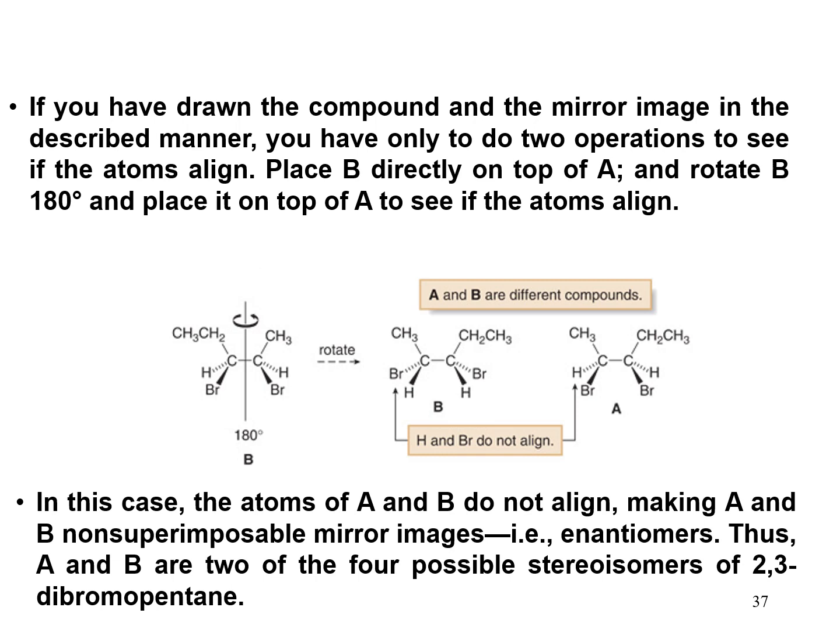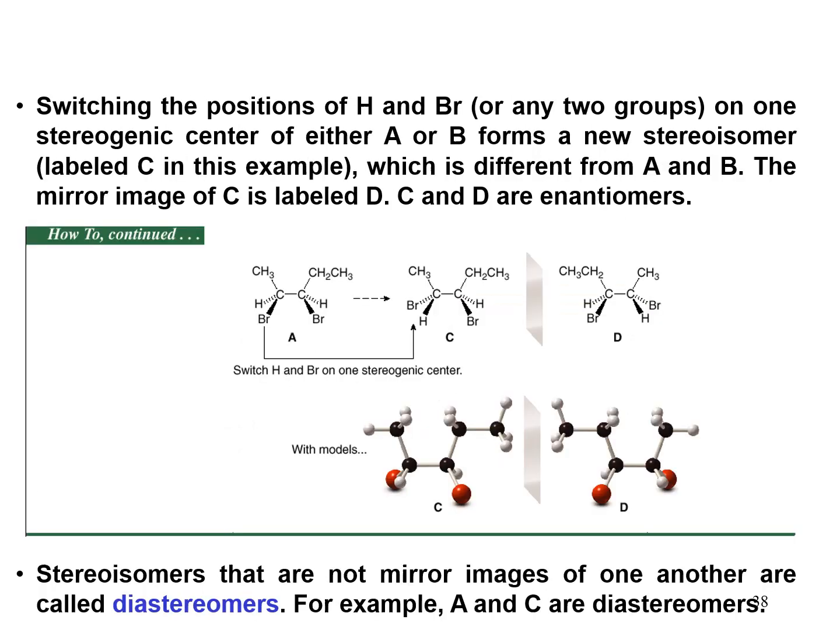So in this case, the atoms of A and B do not align, making A and B non-superimposable mirror images. If something is a non-superimposable mirror image, we say they are enantiomers. Thus A and B are two of the four possible stereoisomers, because if we have two stereogenic centers, we say 2 to the power of n, or 2 to the power of 2, stereoisomers are there.